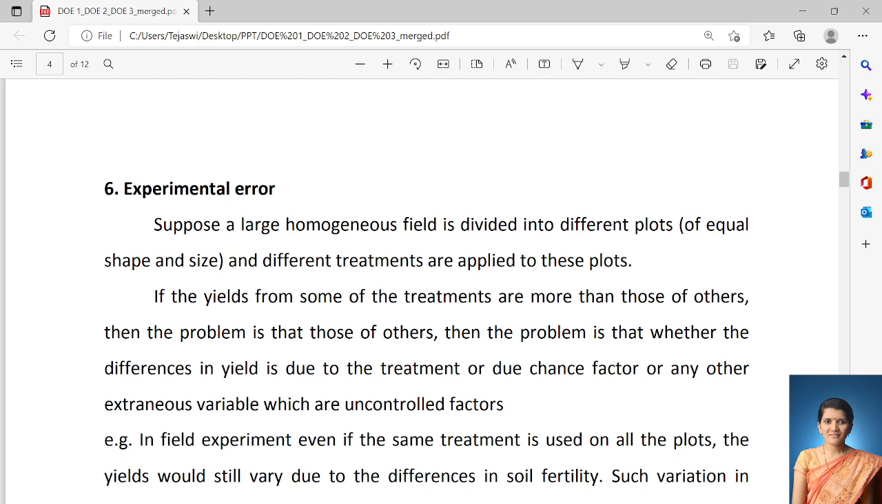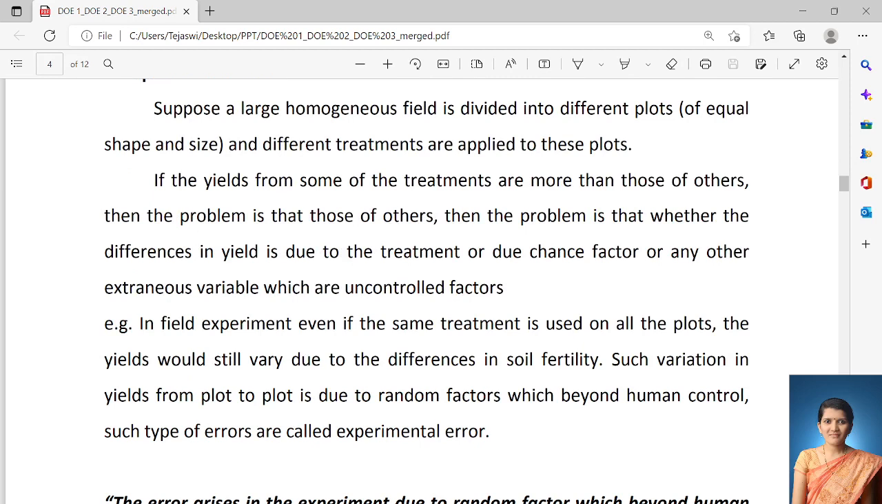Suppose a large homogeneous field is divided into different plots of equal size and shape, and different treatments are applied to these plots. If the yield from some treatments is more than that of others, then the problem is whether the different yield is due to the treatment, or due to chance factors or other extraneous variables which are controllable. So, we have to study this.